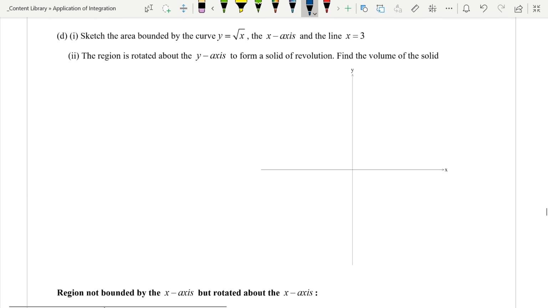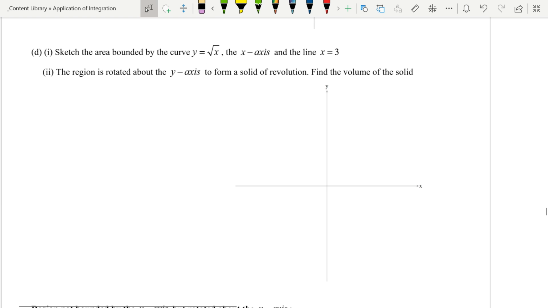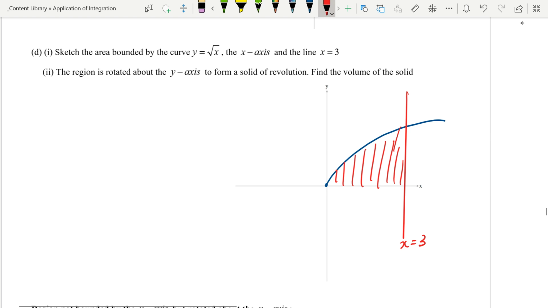All right, I'll do the last one. The last one is: sketch the area bounded by the curve y equals root x, the line x equals 3, and bound by the x-axis. So I'm talking about this area here. But the region is rotated about the y-axis. So it's this region, and it's rotated about the y-axis.